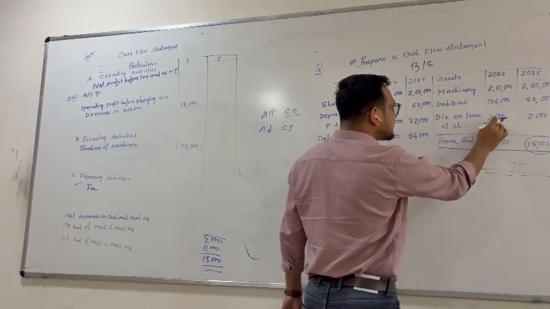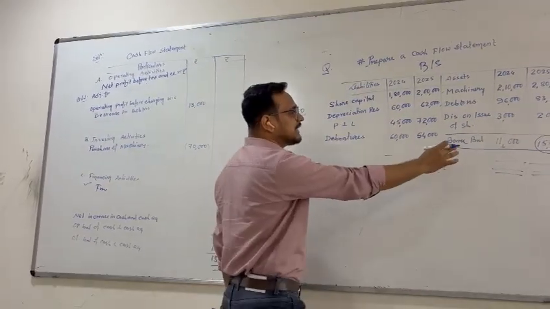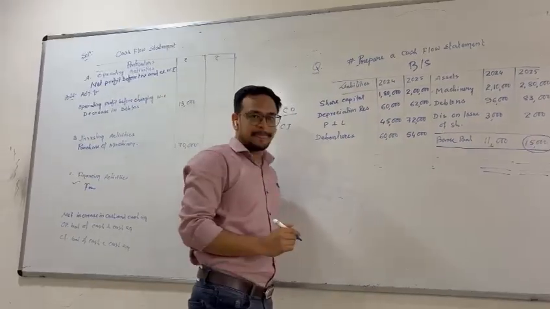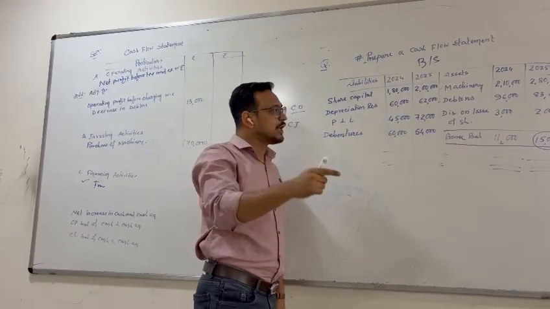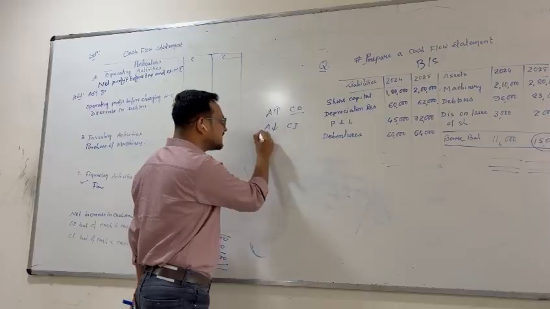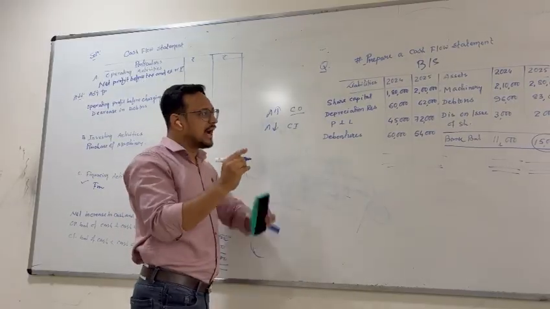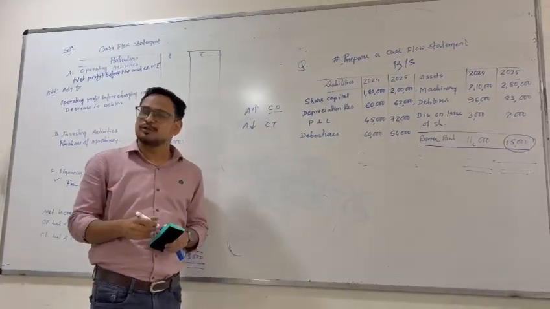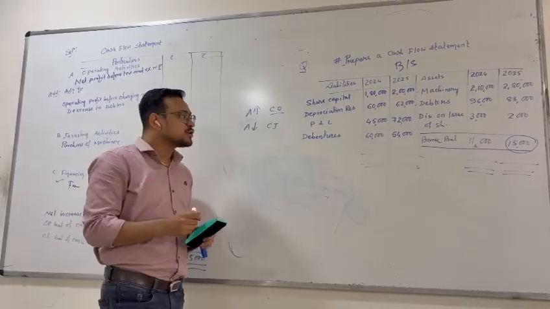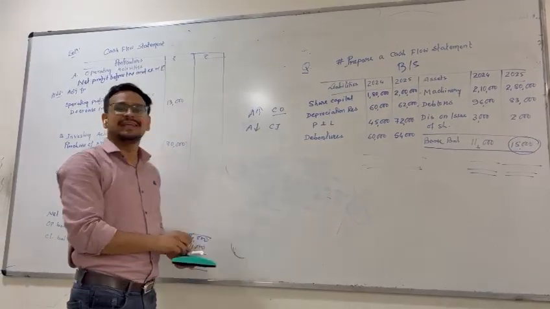So what we write? Discount on issue of shares. This is your asset side. So your asset 3,000 to 2,000. It means asset decreases. है ना? 3,000 earlier, 2,000 at present. So your asset balance decreases. So when asset decreases means inflow.